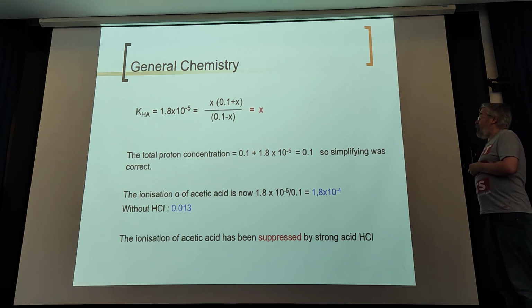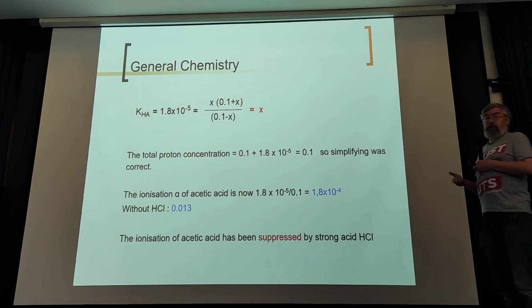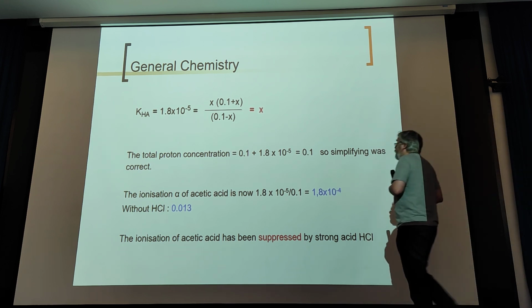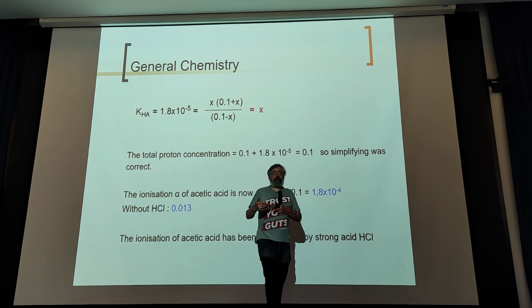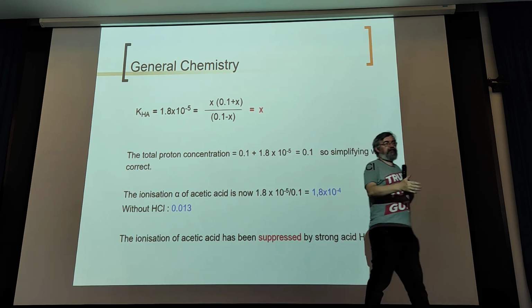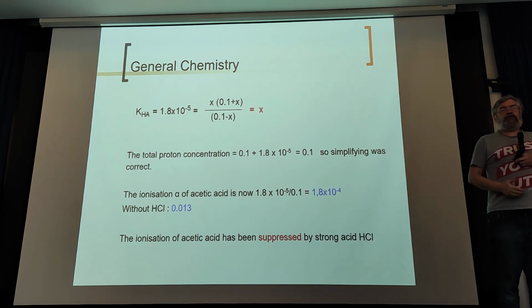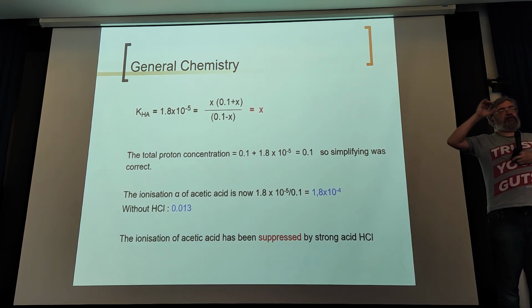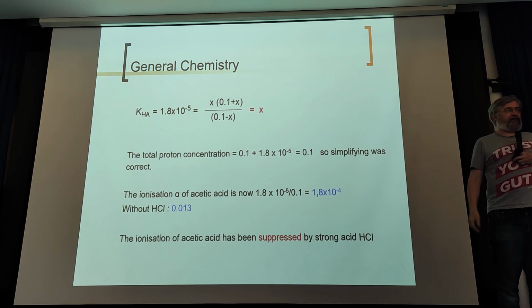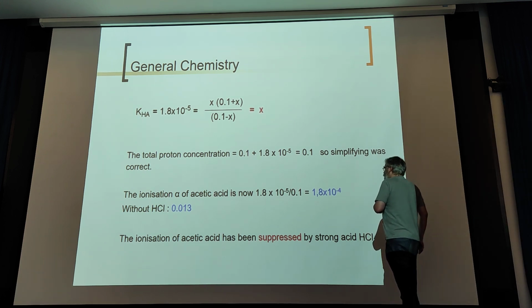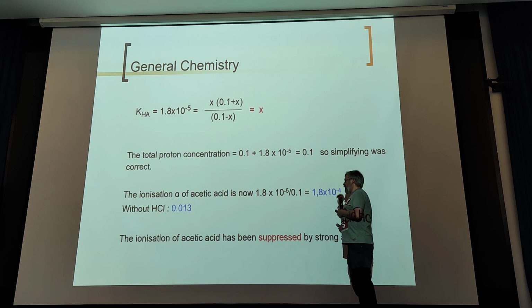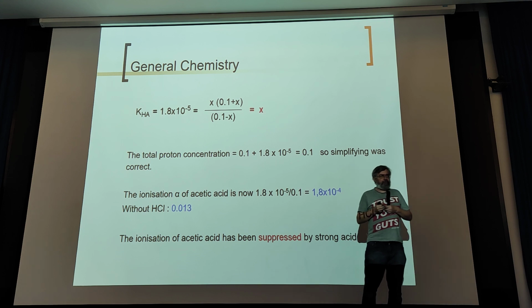So that means the total proton concentration remains 0.1. The simplification is certainly correct, because this is 4 orders of magnitude, 1 in 10,000. So only the 4th significant number, maybe the 5th, will make a difference. I think we can certainly do the simplification. The degree of ionization now is 1.8 10 to the minus 4.